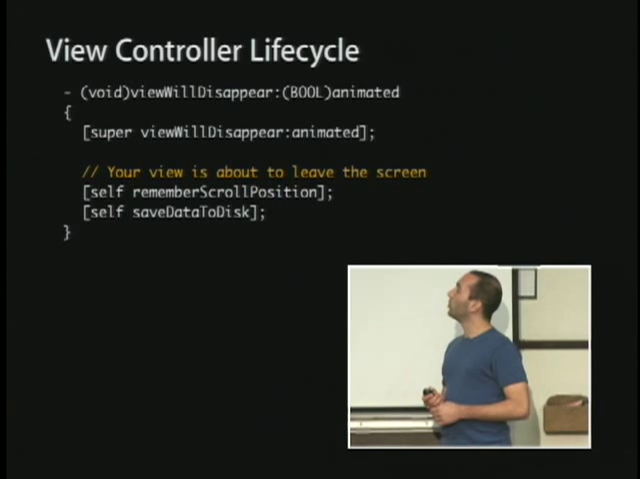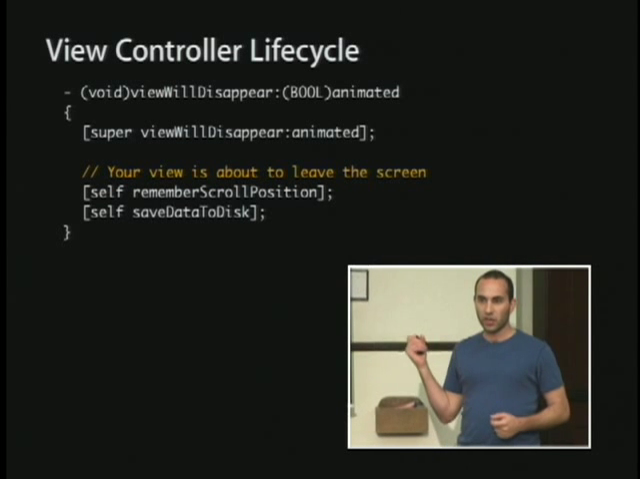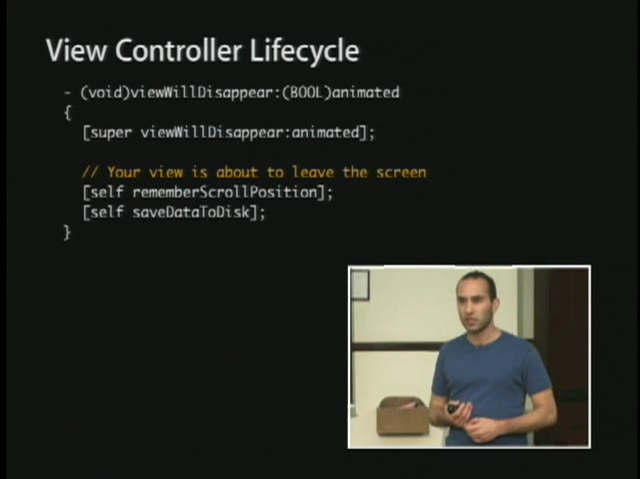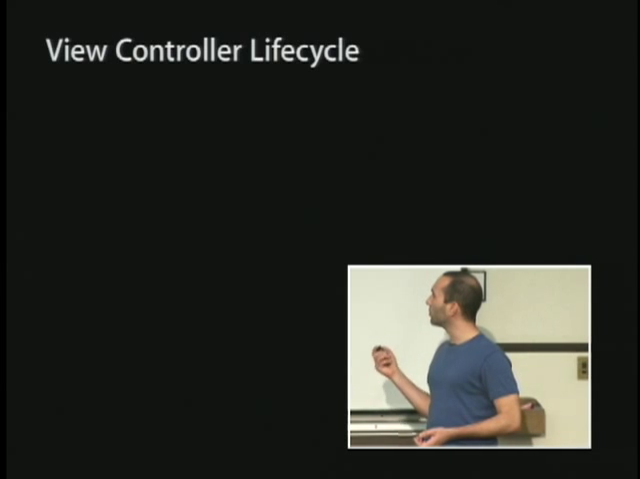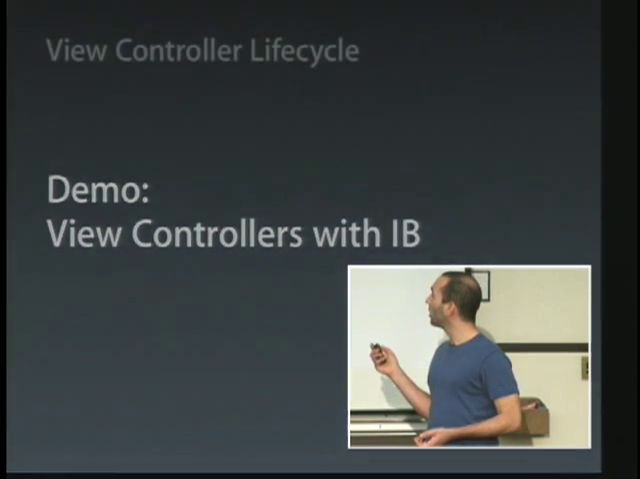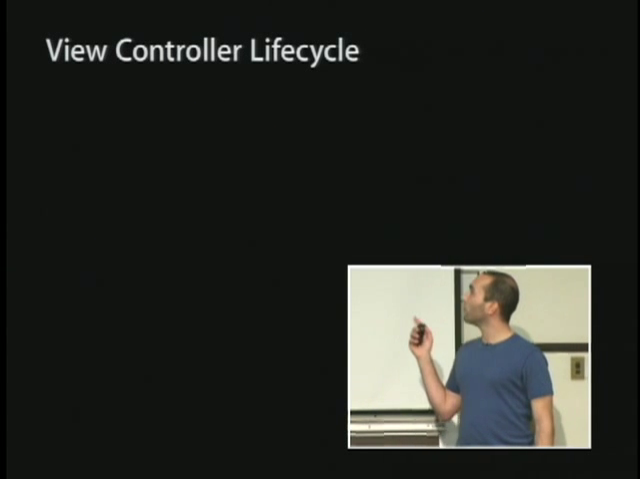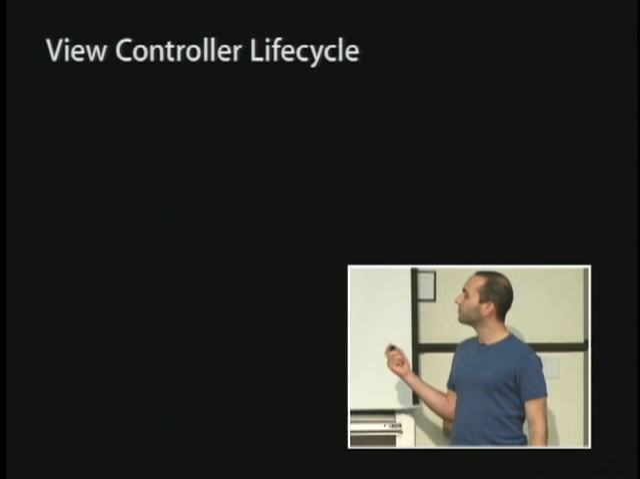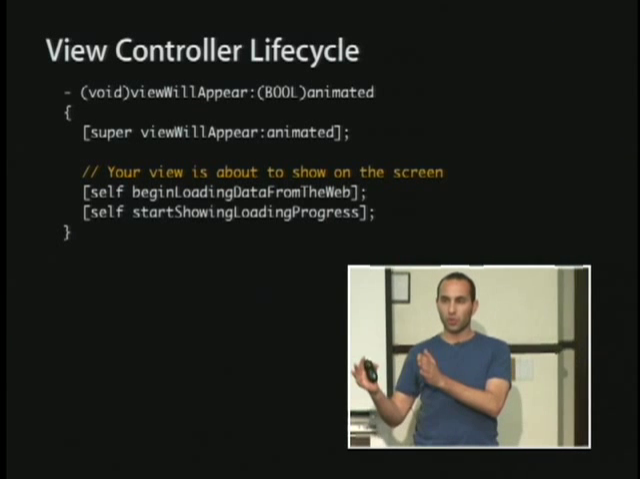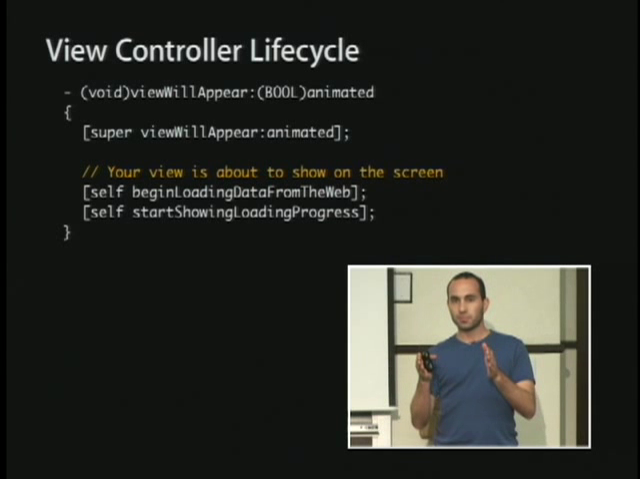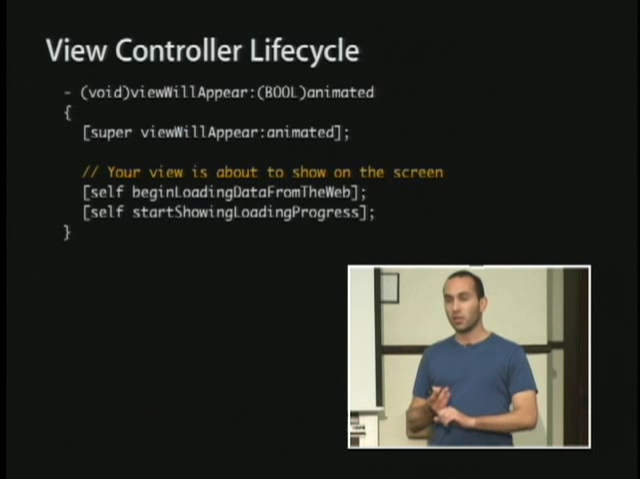Then there's viewWillDisappear. Right before your view is about to go off screen, you have a chance to do whatever you need to do, like save your data because it's about to go away. There are two others that are really interesting here. viewWillAppear happens before your navigation controller shows the object, but once your view controller has come completely into display and has stopped animating, you'll get a viewDidAppear.